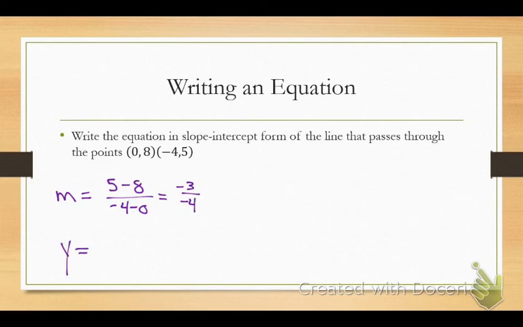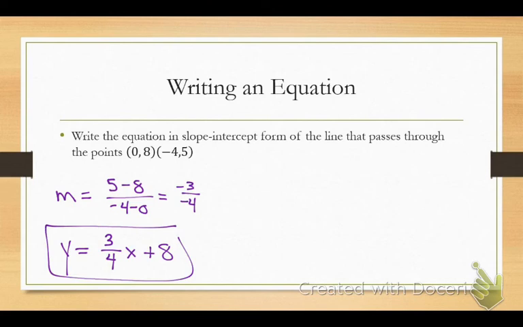y equals -3 over, positive 3. I was just telling Allie that. Negative divided by a negative is a positive. 3 over 4x. But now I need a y-intercept. Do I need point slope to find it? Nope, because I have an ordered pair that has 0 for x. So it's +8. Now, if I didn't have an ordered pair, I would need point slope.